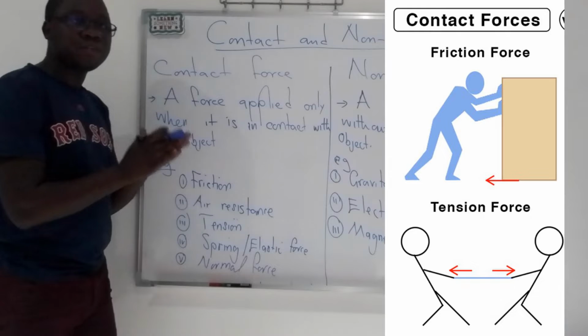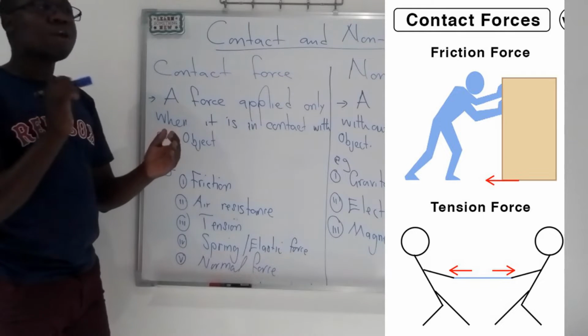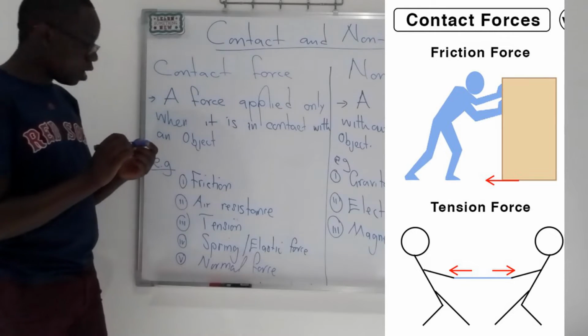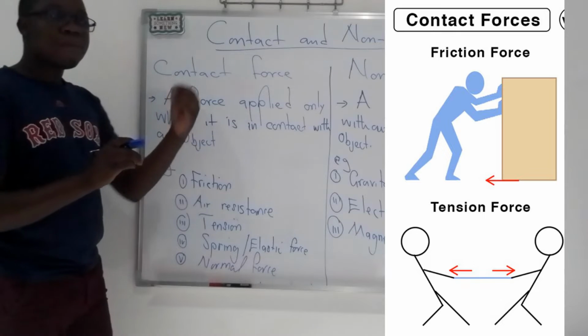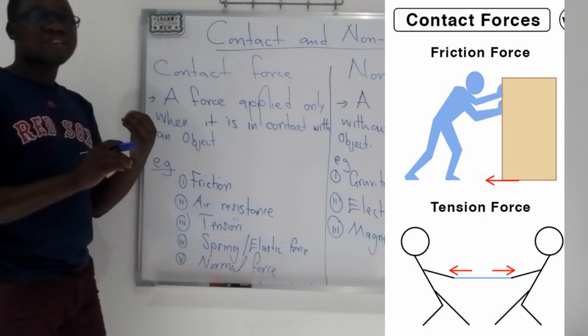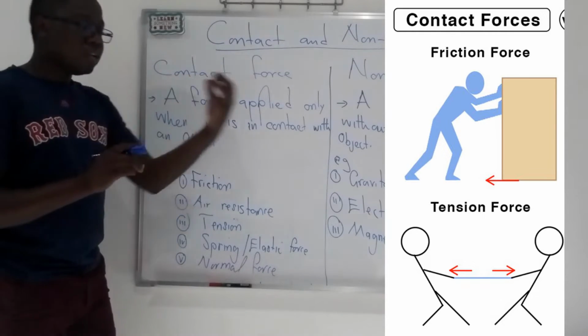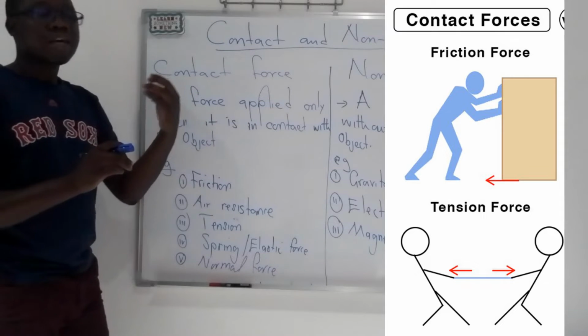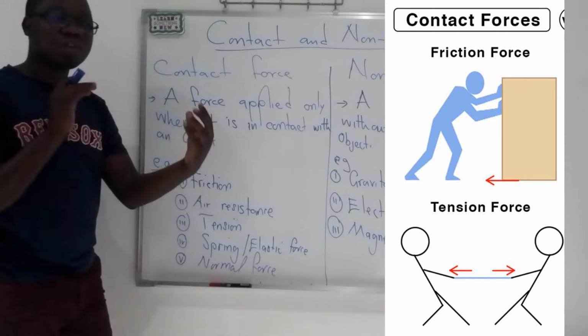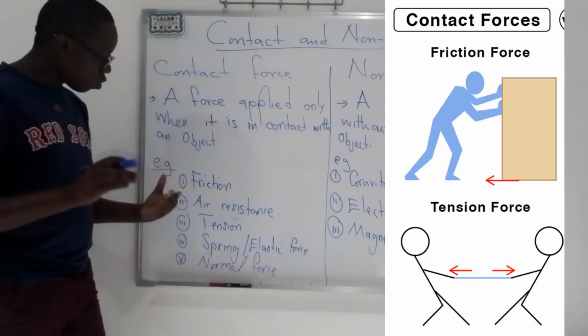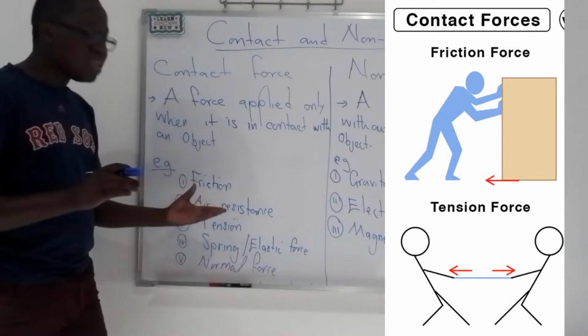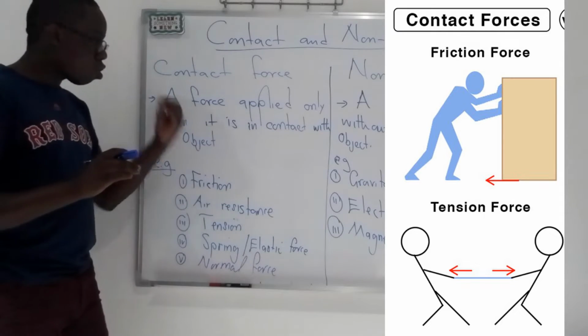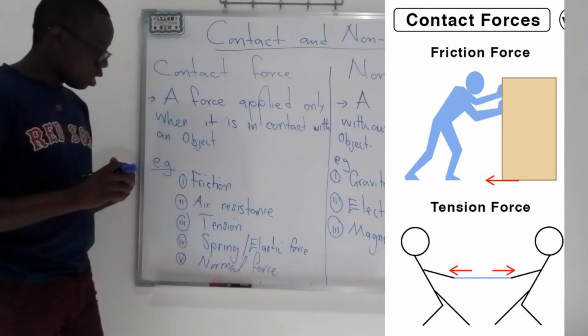What of air resistance? When an object is moving in air, the air acts against that object, giving a force that is working against the motion of that object. So that also is a contact force.